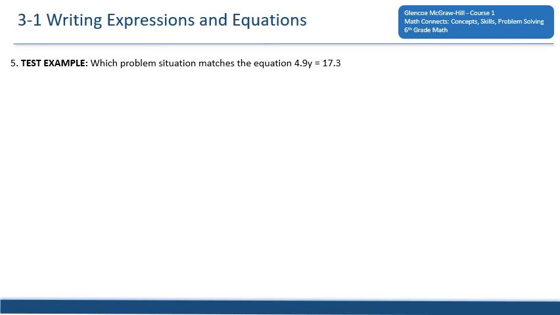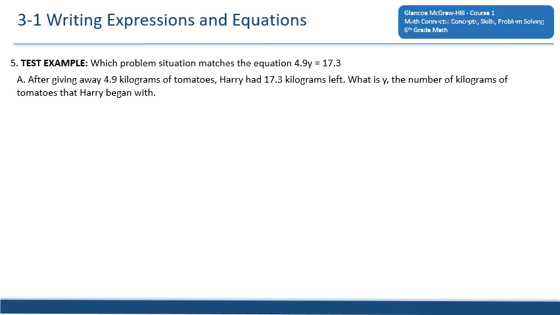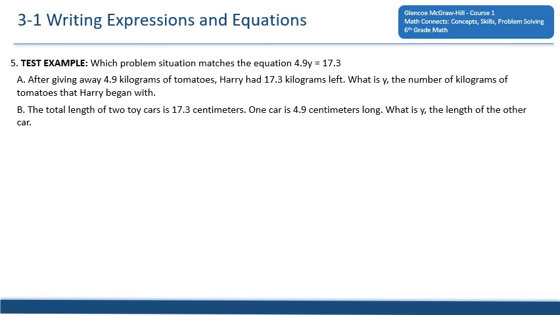Test example. So which problem matches the equation 4.9y equals 17.3? After giving away 4.9 kilograms of tomatoes, Harry had 17.3 kilograms left. What is y, the number of kilograms that Harry began with? So I think that you would have y minus 4.9 equals 17.3. So that is not the equation up top. The total length of 2 toy cars is 17.3 centimeters. One car is 4.9 centimeters long. What is y, the length of the other? I think that we would have an equation that was 4.9 plus y equals 17.3, which is not what's up there.